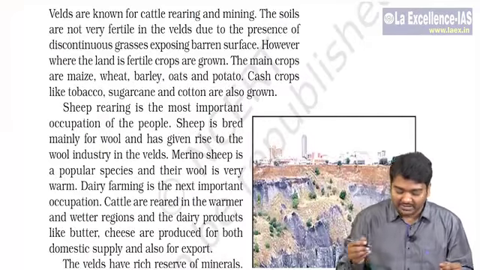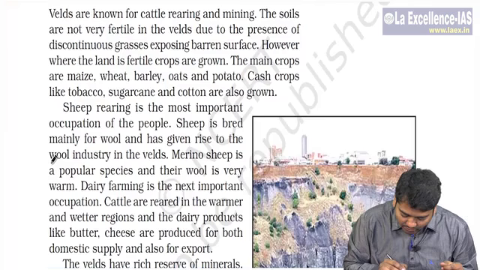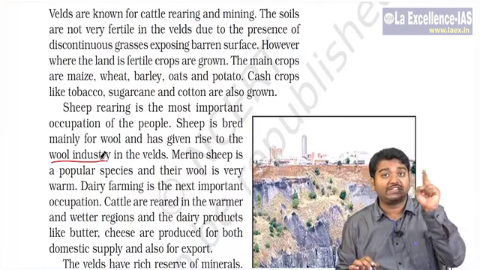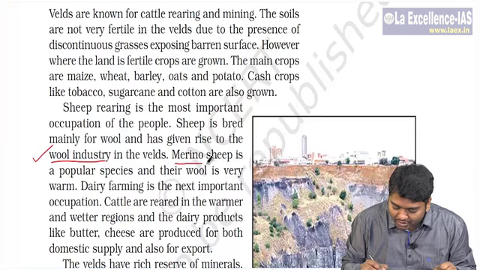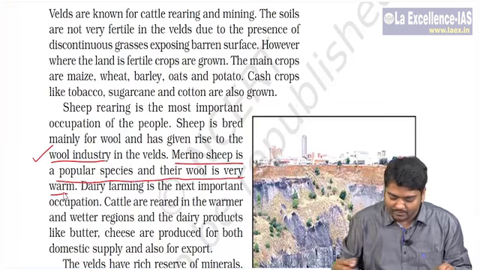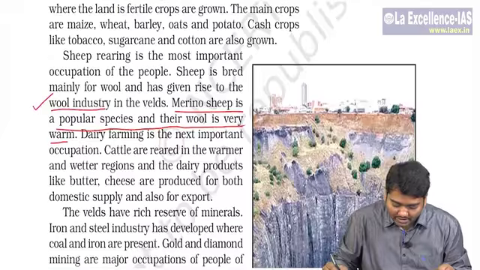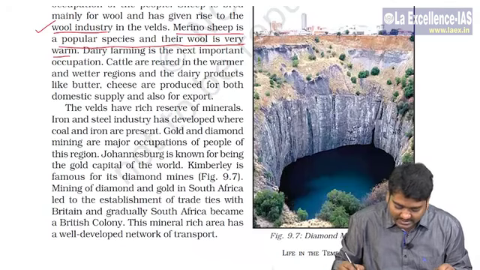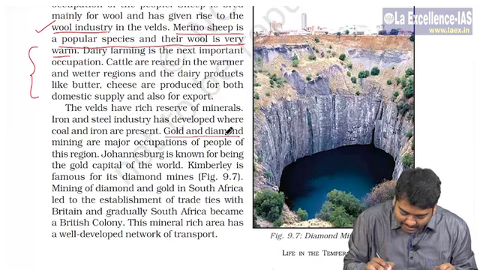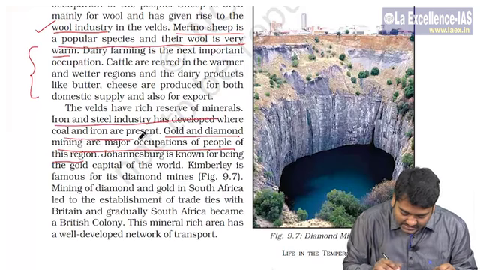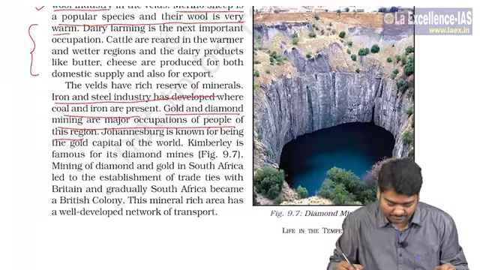The most important thing in velds is the wool industry. In prairies, dairy industry is good, but here wool industry is good. Merino sheep is a popular species and their wool is very warm. So it's very important for you to look at it. Again, yes, here also you will see dairy farming, and gold and diamond mining are usually seen in this region. Again, iron and steel is also present, right?